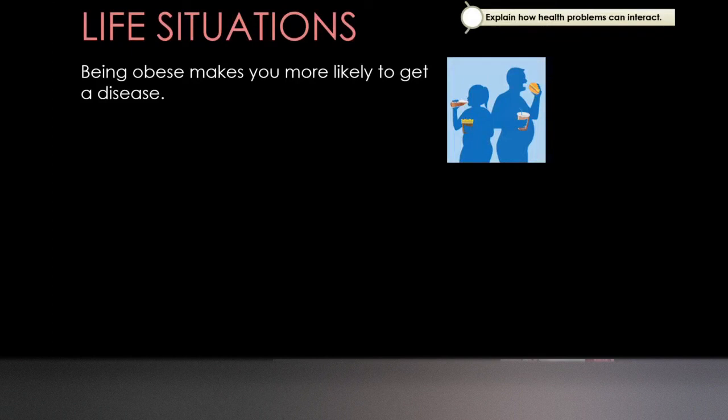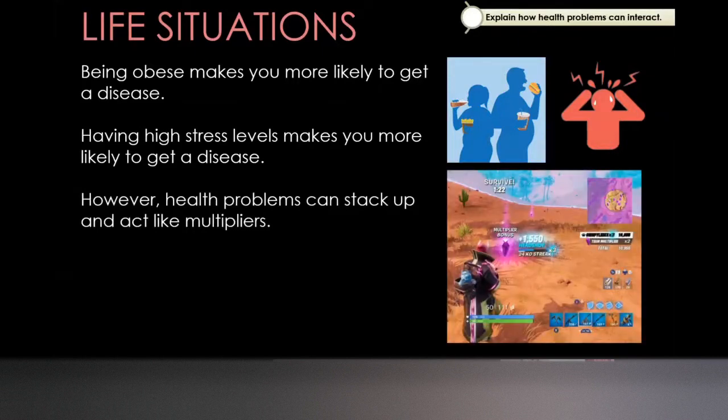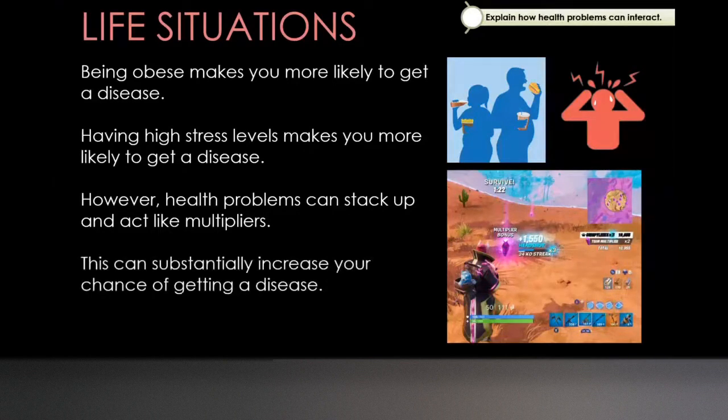So let's talk about this stacking up of health problems, things that cause problems with your health. Being obese can make you more likely to get a disease. We've talked about that already. Having a high level of stress can also make you more likely to get a disease. Now, these two things can stack up. They can act like damage multipliers, essentially. If you're obese and you also have high levels of stress, you're much more likely to get some kind of disease or health condition. So having more than one condition can stack up against you.